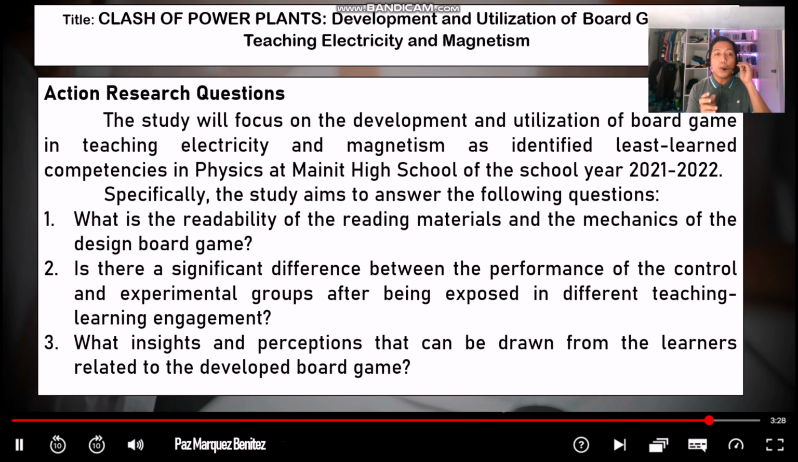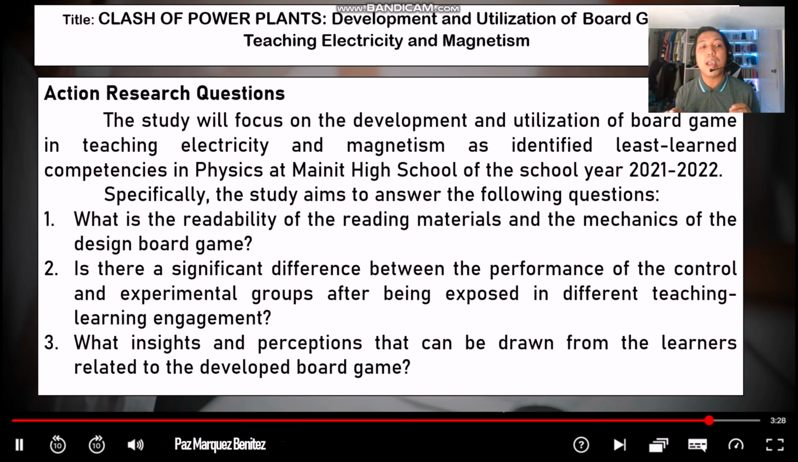Okay, number 1, what is the readability of the reading materials and the mechanics of the designed board game? Especially if you're making an intervention or innovation which is related to reading materials, a readability test is very important. So we need to know the result of your readability test. For example, gumawa po kayo ng mga SLA, SLM, so lahat yun, you need to find the readability test first, if your SLM or SLA is suitable to your learners. Okay, so after that one, we have here the readability test.